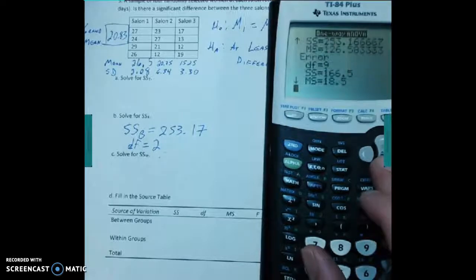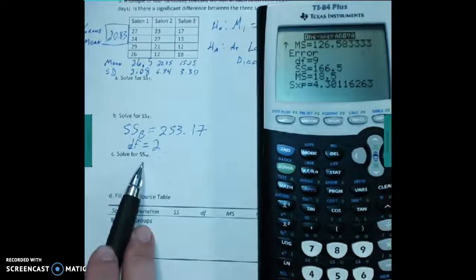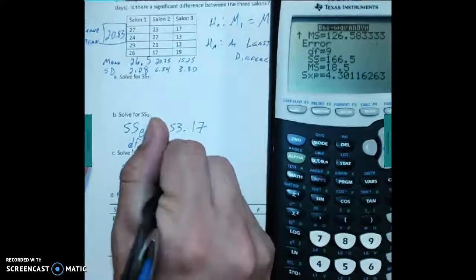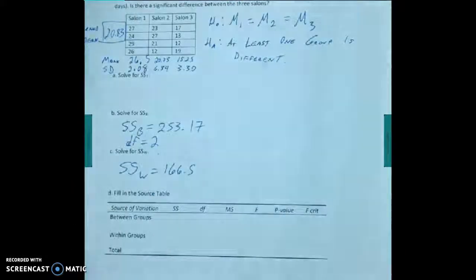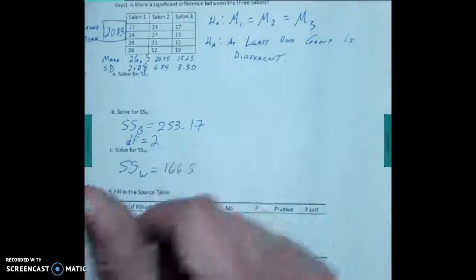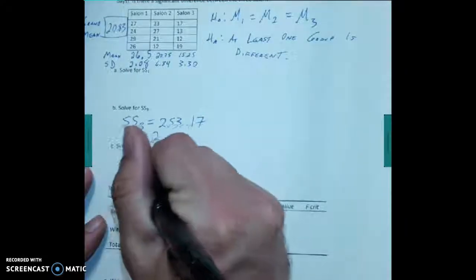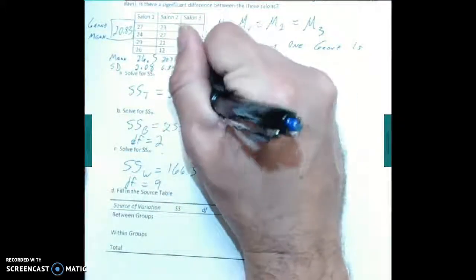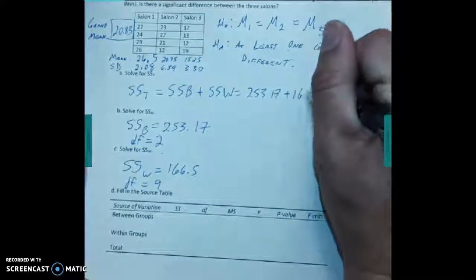If I scroll down a little bit, where it says error, we call that within. So the sum of squares within is going to be this 166.5. Now the total sum of squares at the top here is just us adding those together. Oh wait, I forgot to write down the degrees of freedom for that one, which is 9. I'll explain why that makes sense in just a second. The sum of squares total is simply the sum of squares between plus the sum of squares within. So it's that 253.17 plus that 166.5.